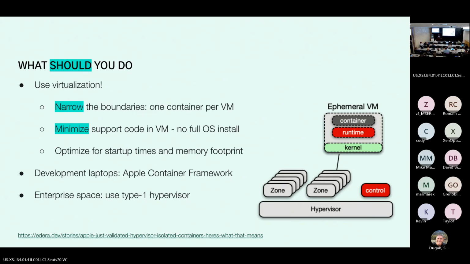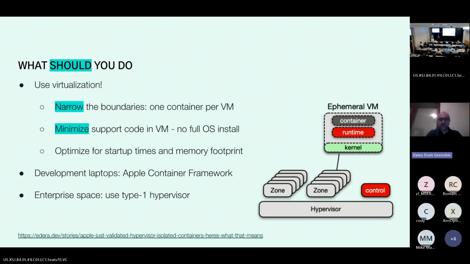And that'll allow us to optimize for start times and the memory footprint. Then we can move on to running these ephemeral VMs very quickly and in large numbers. This model was demonstrated on Apple machines earlier this year through the Apple Container Framework. Now you can run containers natively on your Apple machine. Container images are fetched and launched inside a virtual machine with a minimal runtime. And that's exactly the model that we're trying to do, except in the enterprise space.